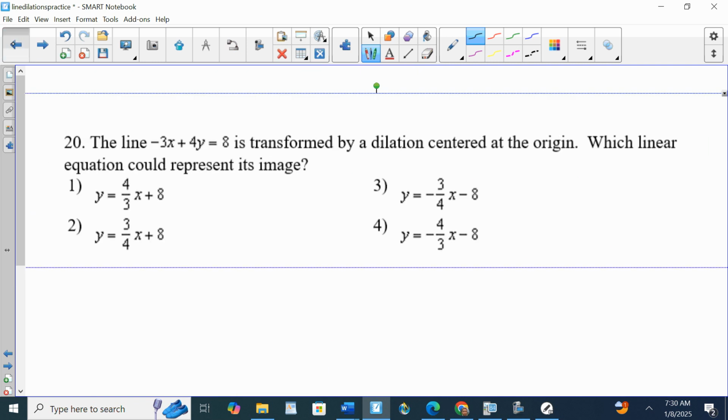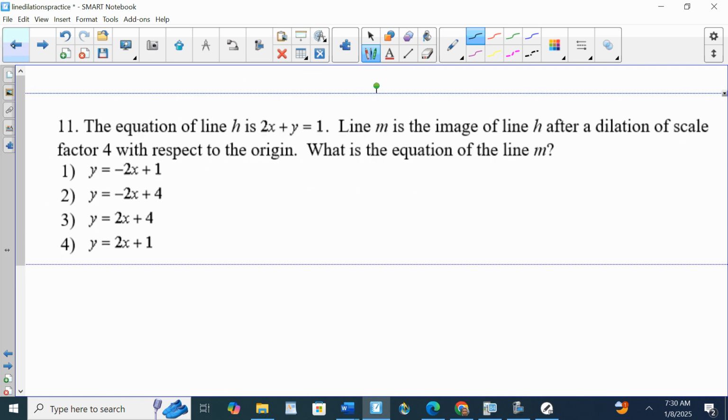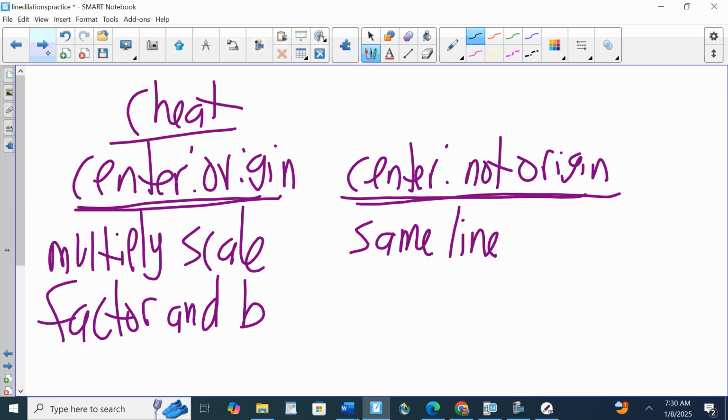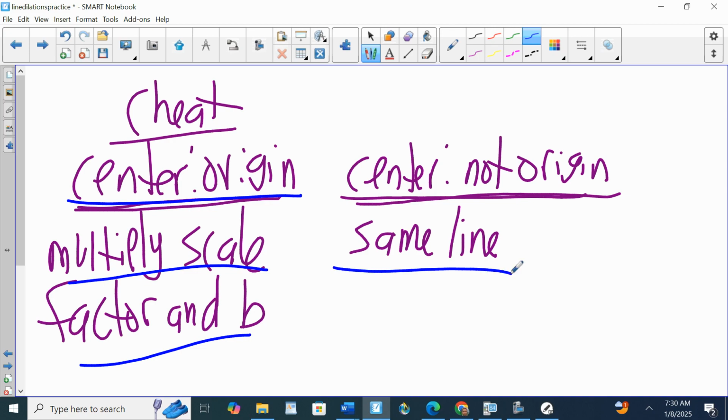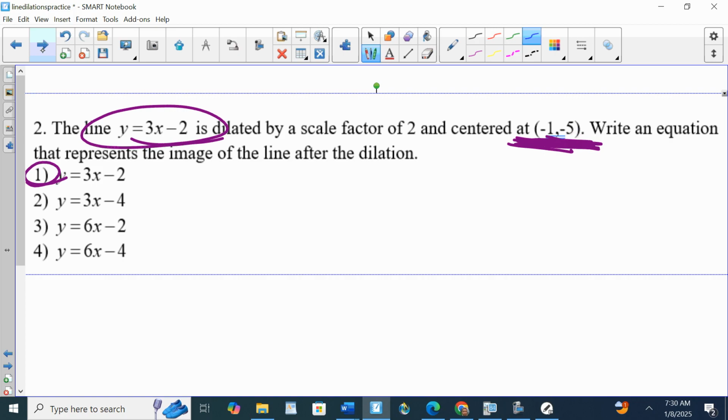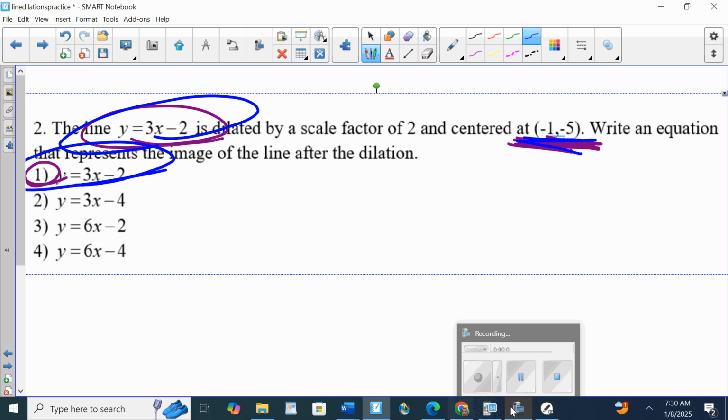Again, just to go back, the cheat, which will work 75 to 80% of the time: if the center is the origin, you're multiplying the scale factor and b. If it's not the origin, it's the same line. No matter what, the slope has to be the same. Origin, I multiply the scale factor and b to find my new b. I always keep the slope. Not origin, it's the same thing. That's the most important thing to take from this. That's all I got. Practice it. Goodbye.